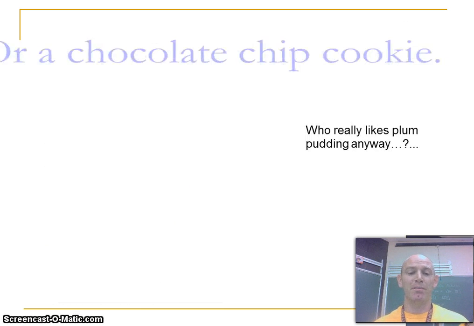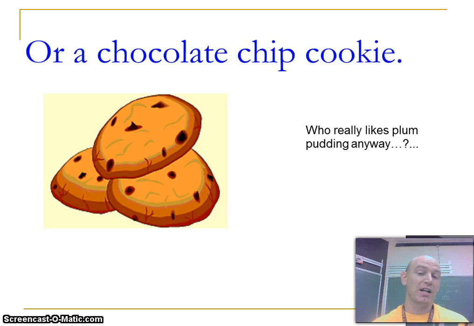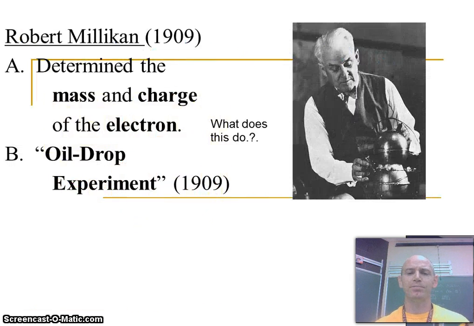We don't need a lot of plum pudding today, so I like to call it the chocolate chip cookie model, which is delicious sounding. So chocolate chip cookie, plum pudding, both work.